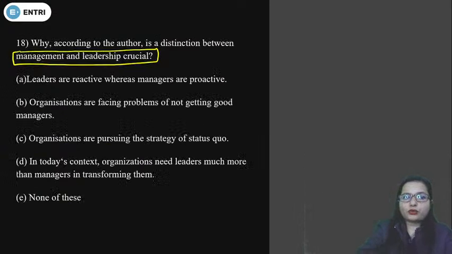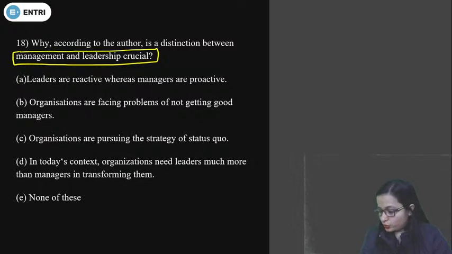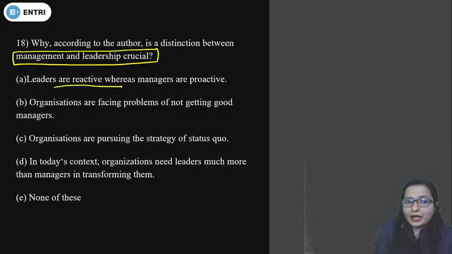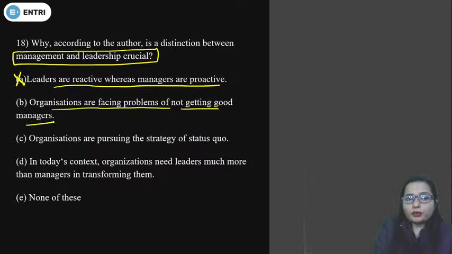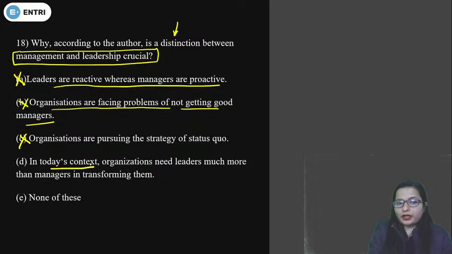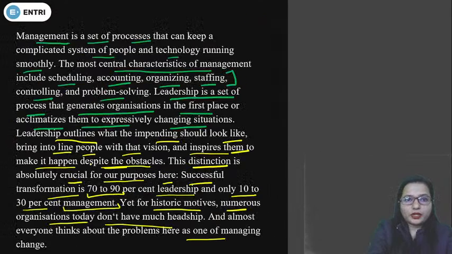Okay. Next question, why, according to the author, is the distinction between management and leadership crucial? So as you can see, leaders are reactive whereas managers are proactive. It is not mentioned anywhere in the passage. Organizations are facing problems of not getting good managers. Actually, this is not the distinction between them. Now, organizations are pursuing strategy to maintain the status quo. No. In today's context, organizations need leaders much more than the transforming. So it is written here.